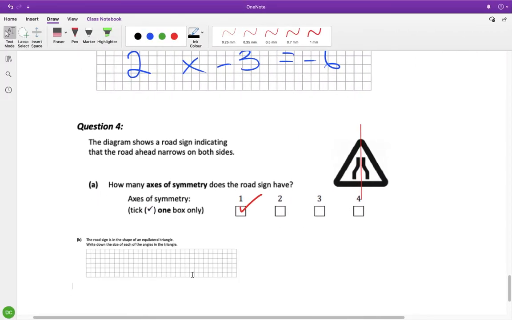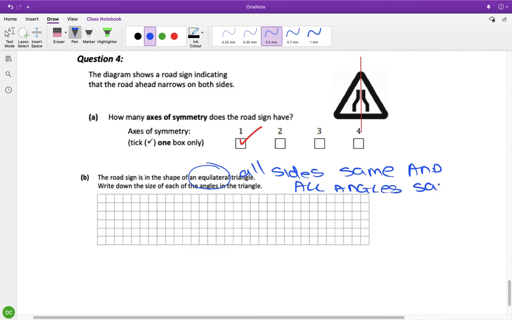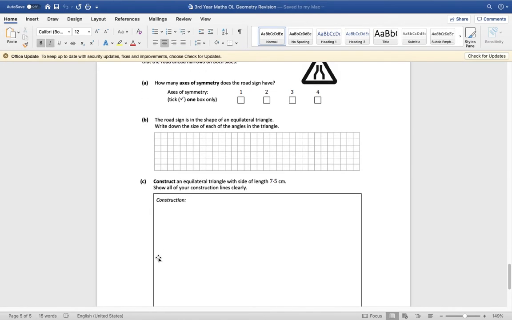So the next one. The road sign is in the shape of an equilateral triangle. Write down the size of each angle. So equilateral means all sides are the same and all angles are the same. So if all angles are the same, then you have 180 degrees split perfectly in 3, which means each angle is 60.